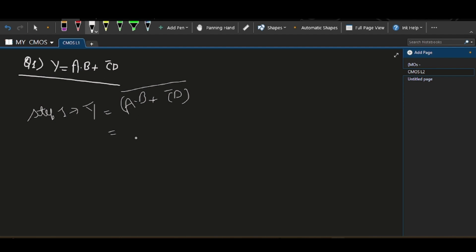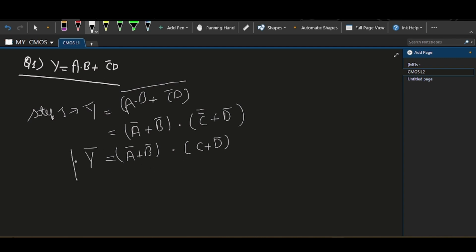Here we can apply the De Morgan theorem. So what would be the De Morgan theorem? It would be A bar plus B bar, and this plus would be converted into dot, and here it would be C bar bar plus D bar. We can simplify it further to get this expression. So bar bar will get cancelled, and we will get C plus D bar. Fine, and this is our Y bar.